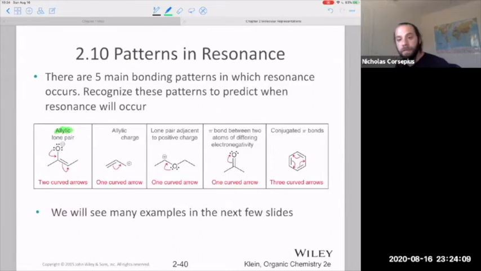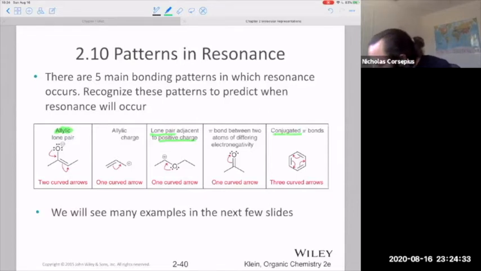Another one that might be a little bit easier to understand with the terminology that we have now is if you have a lone pair adjacent to a positive charge. Anytime you have a heteroatom with a lone pair right next to a positive charge, you know that there's going to be resonance associated with it. A pi bond between 2 atoms of differing electronegativity, so any polar pi bond, will have resonance.